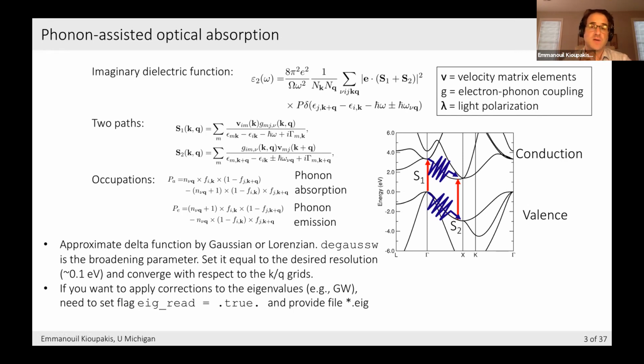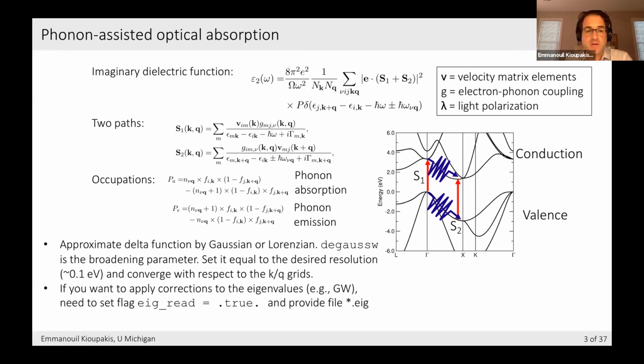All right, so how does this go in practice? This is what we learn in textbooks. How do we go to practice? The first thing we do is approximate the delta function by a smooth function, like a Gaussian or a Lorentzian. The code right now does both. The default one is the Gaussian, but it also outputs files that contain the Lorentzian broadening.